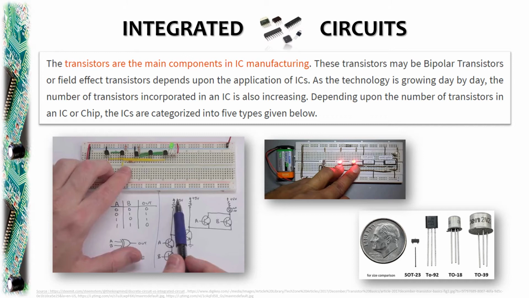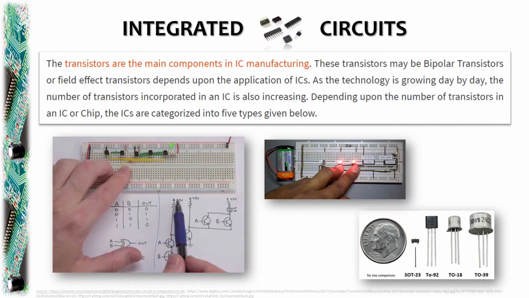And as we have already discussed, as technology is growing day by day, the number of transistors incorporated in an IC is also increasing, of course, because we have smaller transistors. We can incorporate more and more transistors on a single plate. So depending upon the number of transistors in an IC or chip, the ICs are categorized into five different types that we will see in the next slide. But here I would like to mention one point: when we talk about the number of transistors on an IC, it also increases the price.